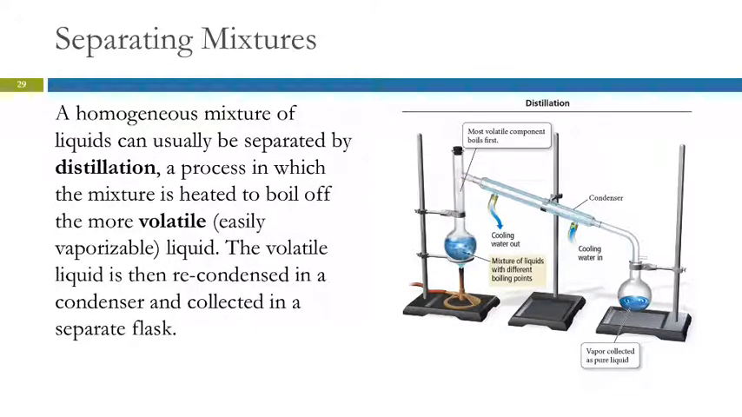But instead of just letting it go off into the atmosphere, we're going to collect it, run it through a condenser that's going to cool it and cause it to become a liquid again, to condense, and then it's going to run down here and we're going to collect it in another flask. And so we can separate the alcohol from the water. The water has a lower boiling point.